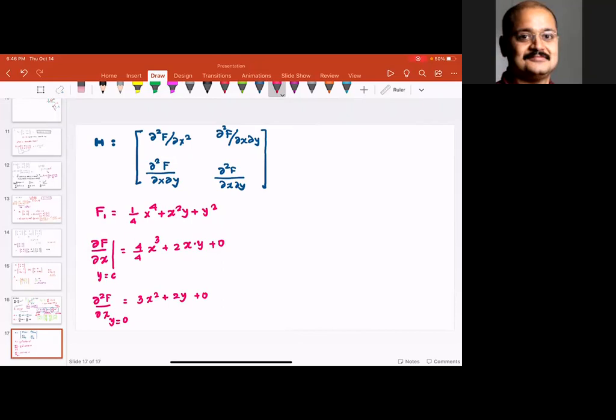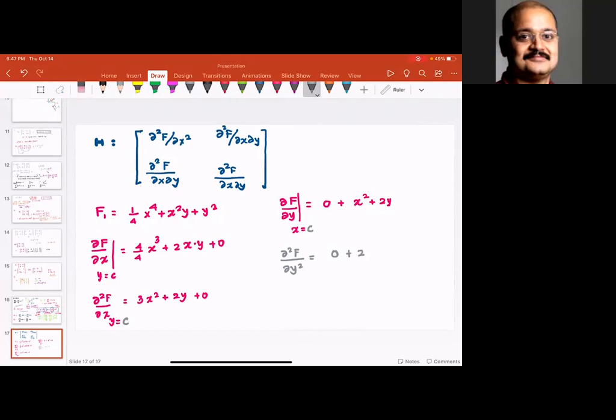Next thing, I'm going to find delta f by delta y. So the first term will be 0, the second term will be x^2, the third term would be 2y, because when I take the partial, x has to be treated as constant. Then plus 2.